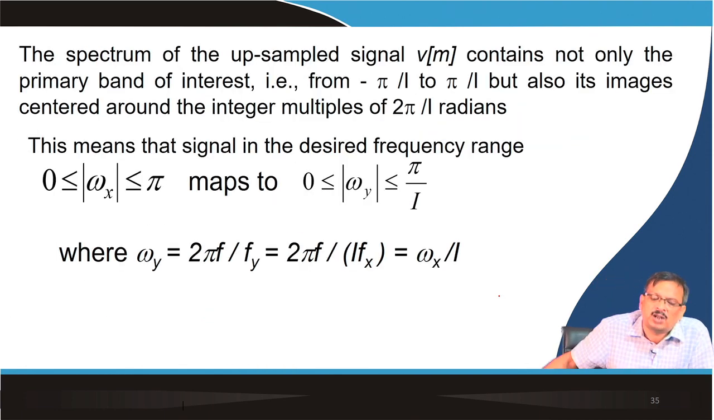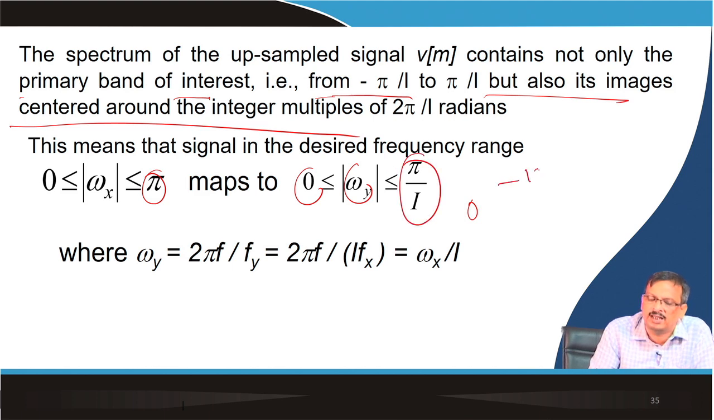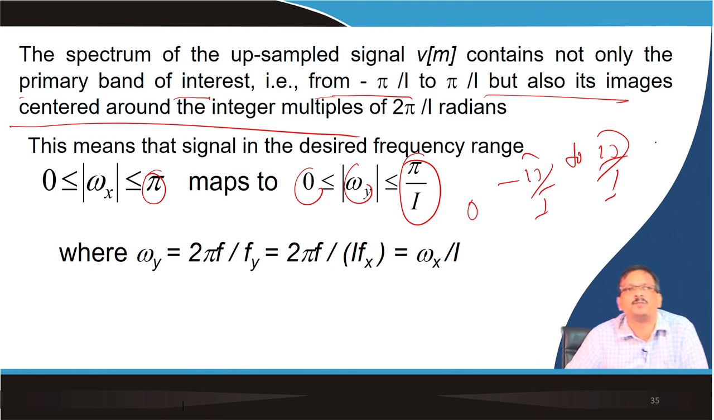Now the spectrum of the upsampled signal contains not only the primary band of interest but also the images. So I have to reduce those images by a low pass filter, with gain for mod of omega x equal to pi, and mod of omega y equal to pi by I. That means minus pi by I to pi by I.